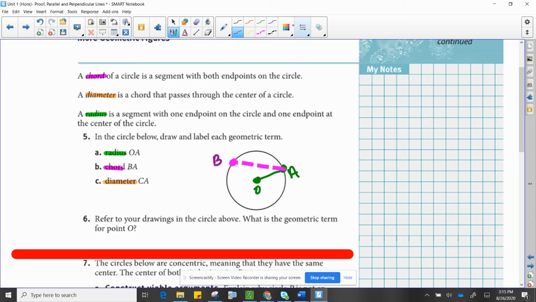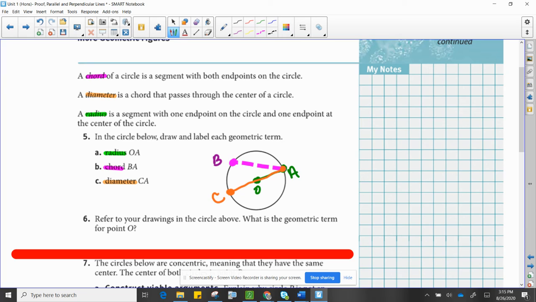Okay, the last one is the diameter. And the diameter is a chord that passes through the center of the circle. So remember, a chord has its endpoints on both edges of the circle, on the perimeter of the circle. But this one's special because it has to pass through the center in order to be considered a diameter. So if we have to do diameter CA, we're using this endpoint A, and it has to pass through the center and then hit the other edge of the circle.